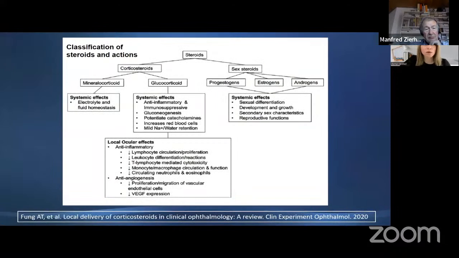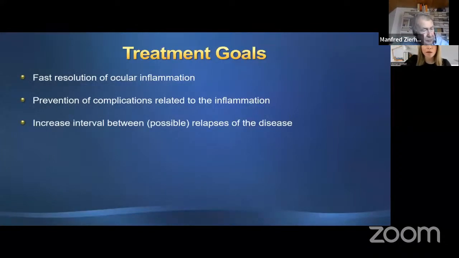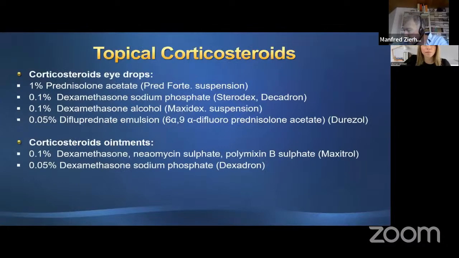Steroids are divided into corticosteroids and sex steroids. And corticosteroids are further subdivided into mineralocorticoid or glucocorticoid, which is being used in ophthalmology as systemic or local treatments. The treatment goals include fast resolution of ocular inflammation, prevention of complications related to the inflammatory process, and increased interval between possible relapses of the disease.